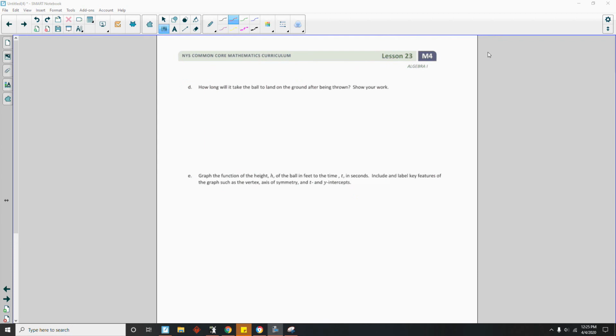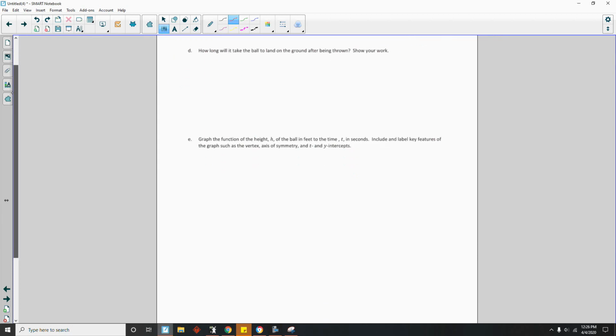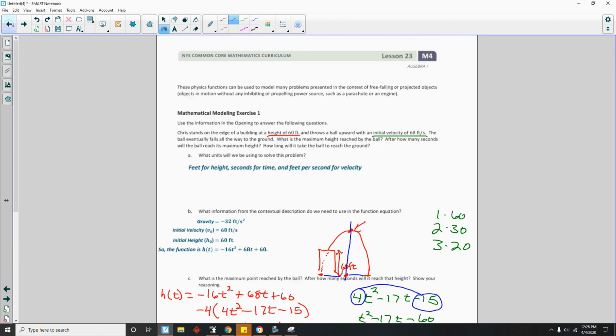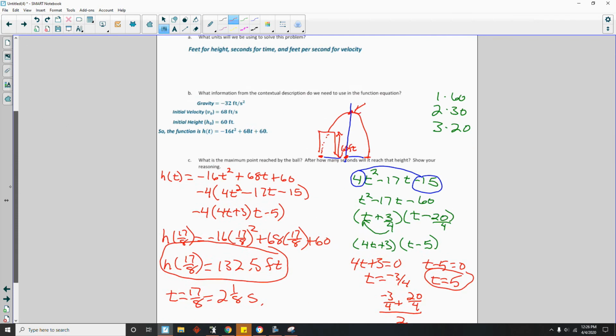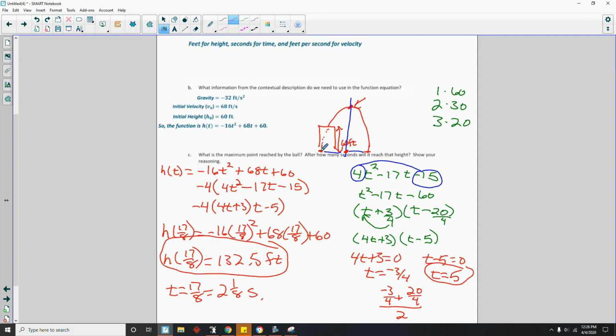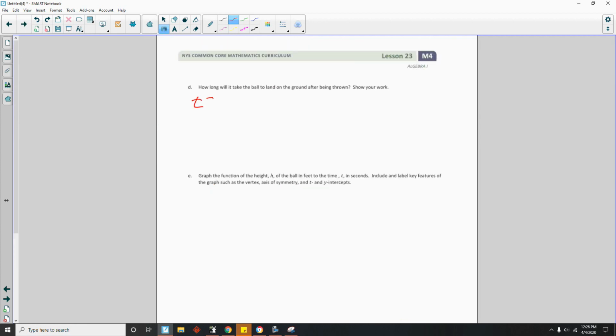Okay, page 3 brings us to part D of the question, and it says, how long will it take the ball to land on the ground after being thrown? Well, I kind of summarized a little before, so let's go back. Our two zeros were -3/4 and 5. Well, time being -3/4 does not make any sense. So that is an extraneous solution, so the answer is time t equals 5. I'll just write t equals 5 seconds.